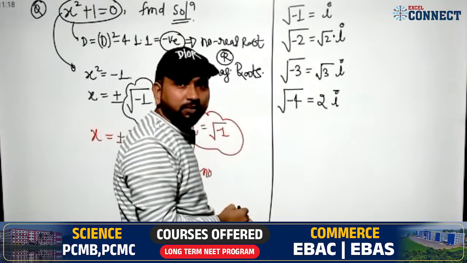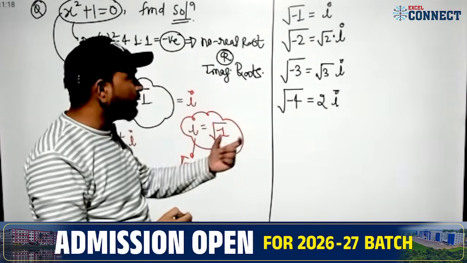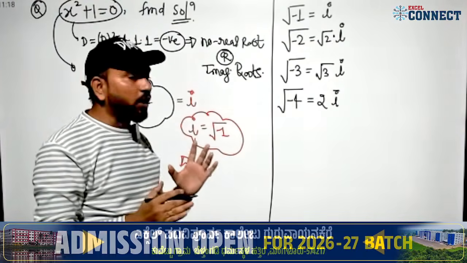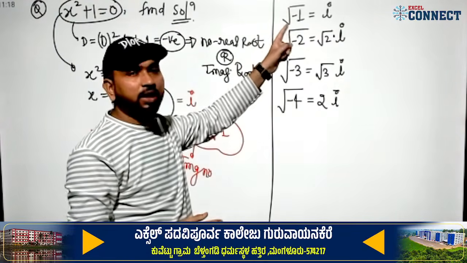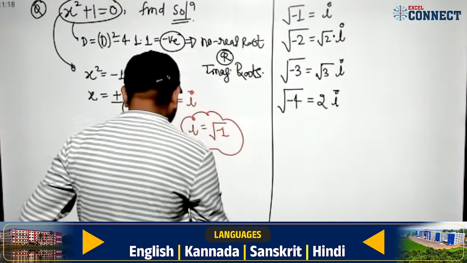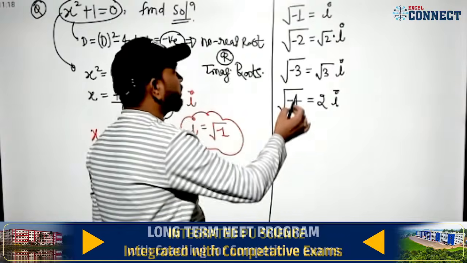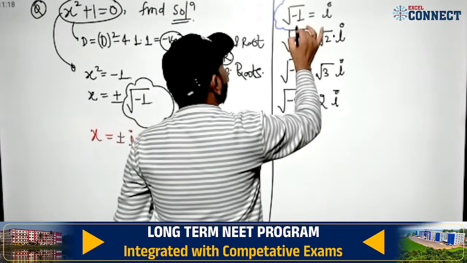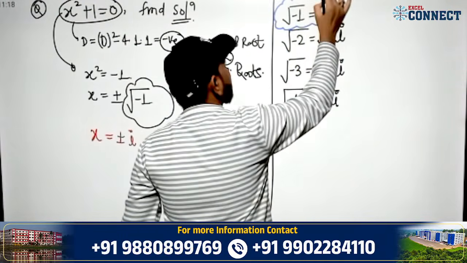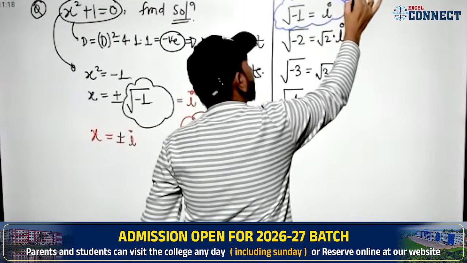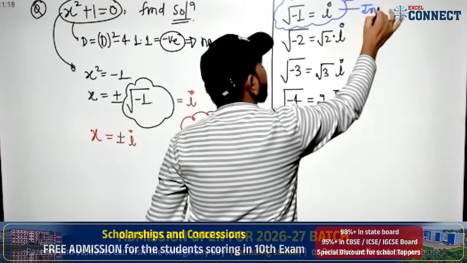Sir, wait, I do not understand. I am repeating, no issue. Iota means what? Under root of minus 1. It is just a notation you need to follow, given by scientists. If they did not give it, then we would not be studying this. So this notation they are giving, under root of minus 1, they are saying that this is iota. Iota means imaginary number.